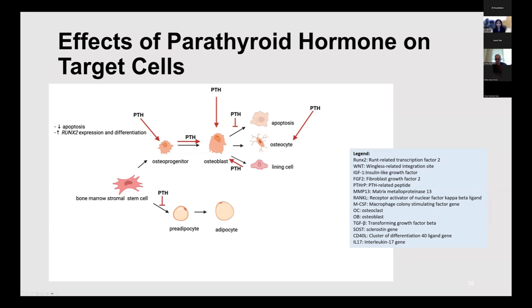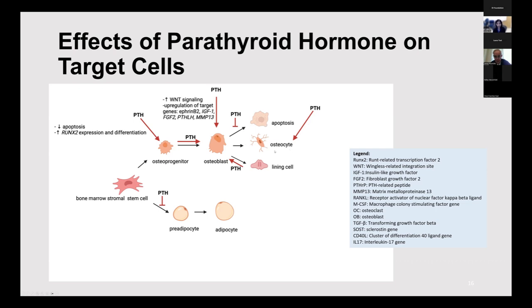At the level of these osteoprogenitor cells, PTH decreases the apoptosis of these cells. It also increases the expression of RUNX2, which is a master transcription regulator for osteoblasts and critical for osteoblastic activity. And then it also stimulates the differentiation of these osteoprogenitors into osteoblasts. And then PTH further acts on these osteoblasts to decrease their apoptosis.